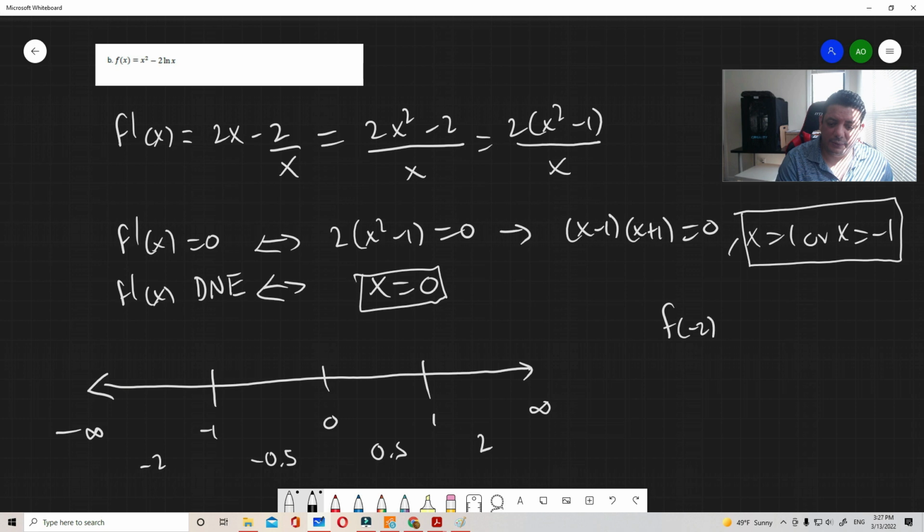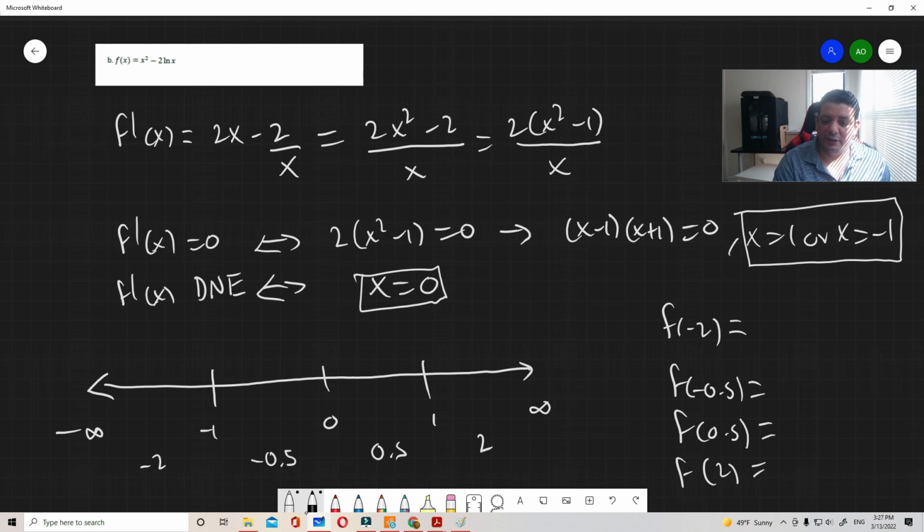So f prime of minus 2, f prime of minus 0.5, f prime of 0.5, and f prime of 2. Now again, notice that I don't need the value, I just need the sign. So I can very quickly try and check what's going to happen.